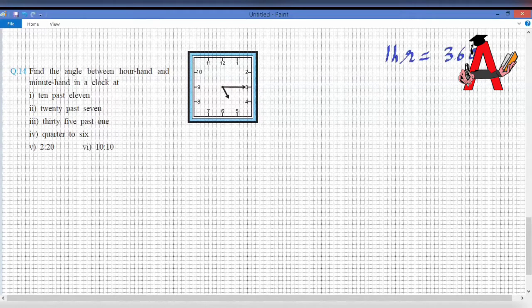Now the second part is with respect to 1 hour is equal to 60 minutes. So there is 1 hour and there is minute. Now in 60 minutes, there is again 360 degrees. So this is a minute clock. This is the hour clock.